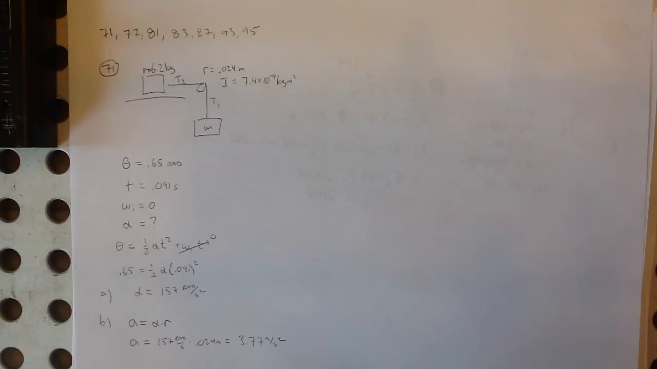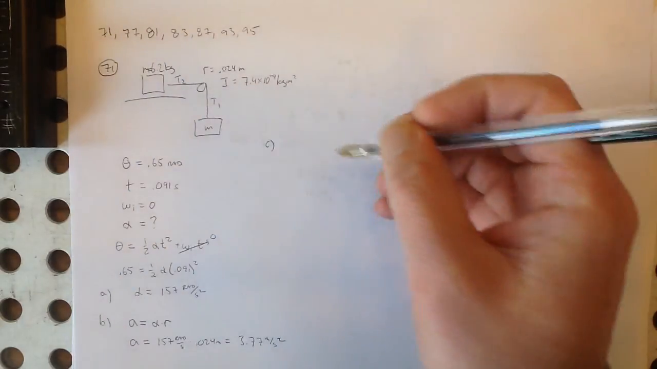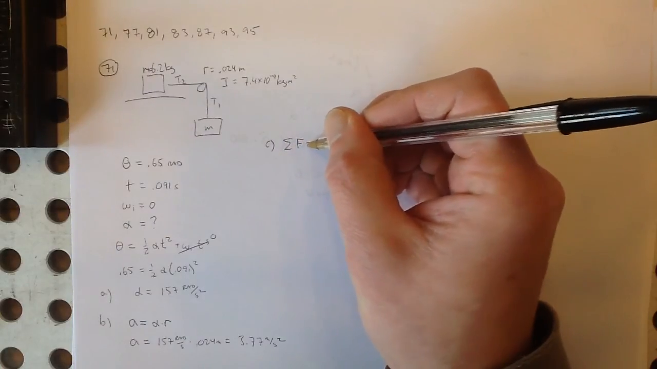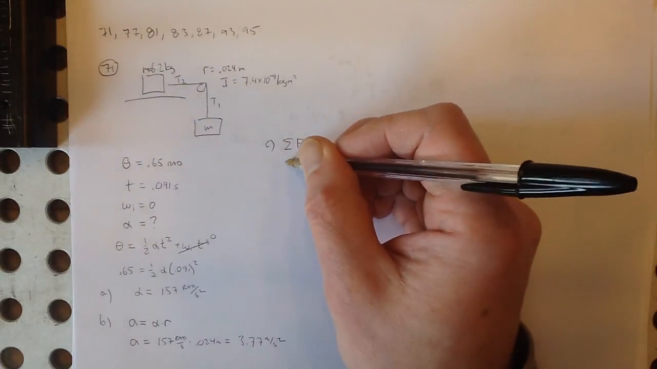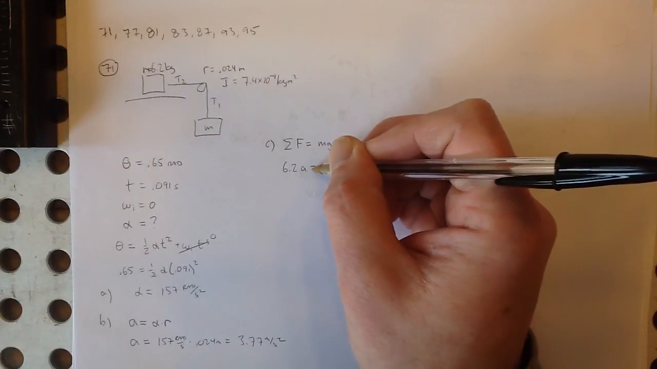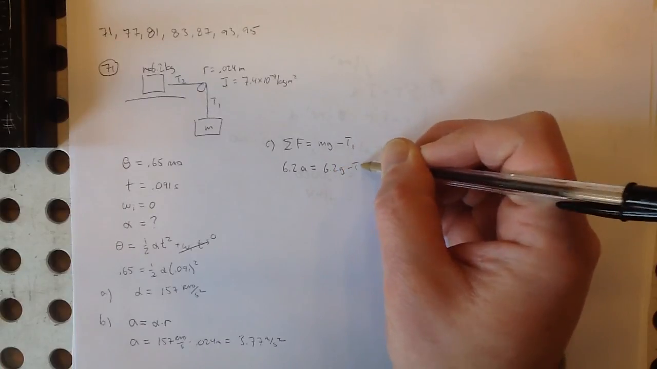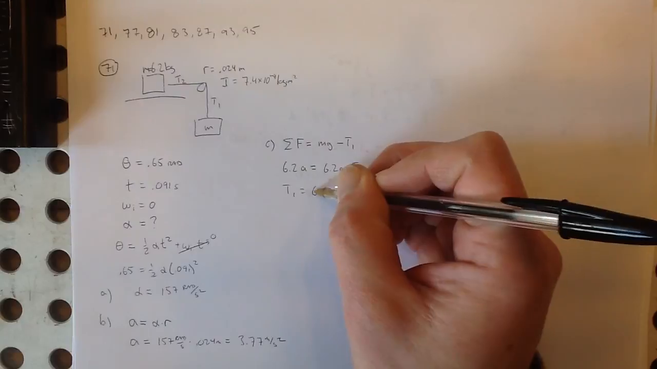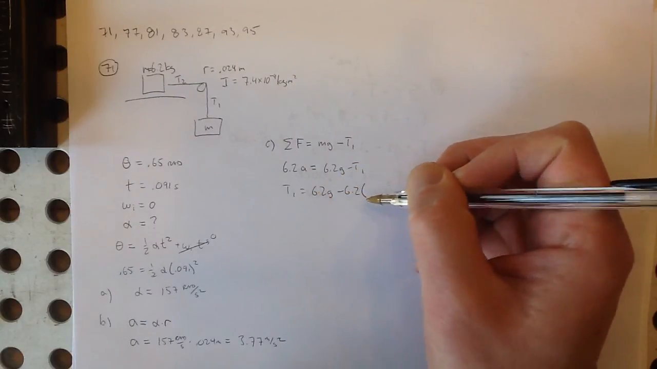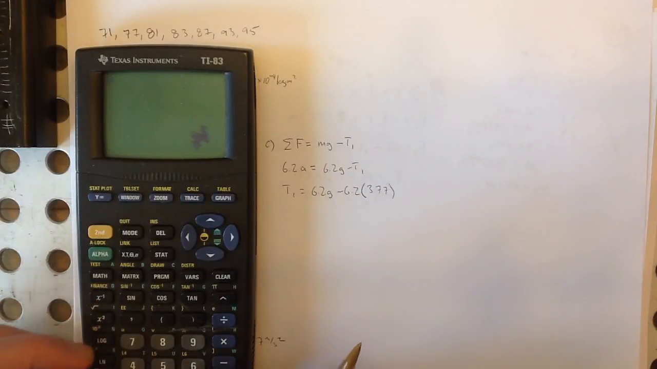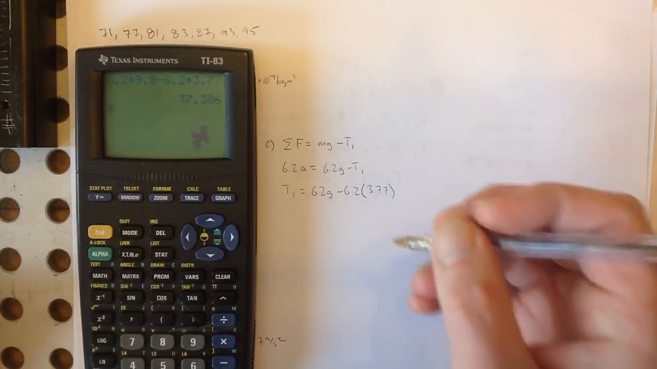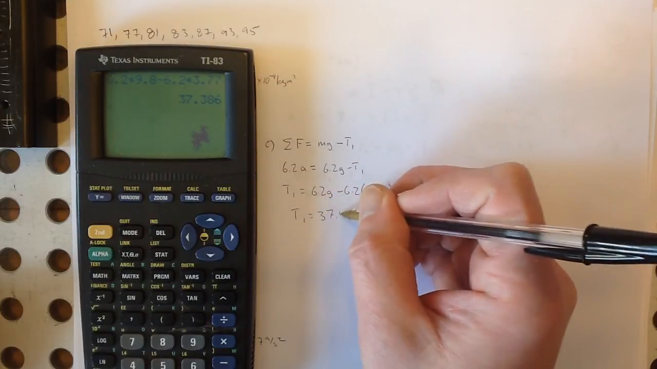And then they want to know the string tension T1 and the string tension T2. So for part C, the tension T1, I know that the sum of all forces on this block is gravity minus tension. It's going down, so tension is losing, and that's equal to mass times acceleration. So mass times g minus T1 equals mass times a, and I know the acceleration, so T1 is equal to 6.2 g minus 6.2 times the acceleration, which we just found. So let's calculate that. 6.2 times 9.8 minus 6.2 times 3.77. That's about 37.4 newtons.